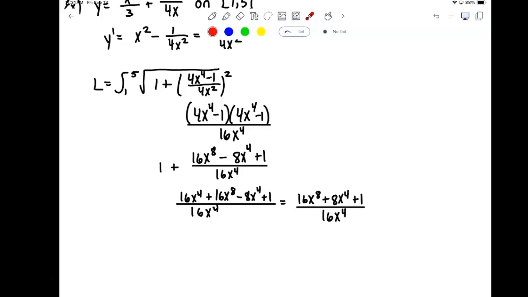When I multiplied this stuff out, that stuff minus 1 times that stuff minus 1, I got 16x to the 8th minus 8x to the 4th plus 1. Notice what I now have is a 16x to the 8th and a plus 1, and this time a plus 8x to the 4th. That means this ugly thing right here actually can be factored back to 4x to the 4th plus 1 squared.